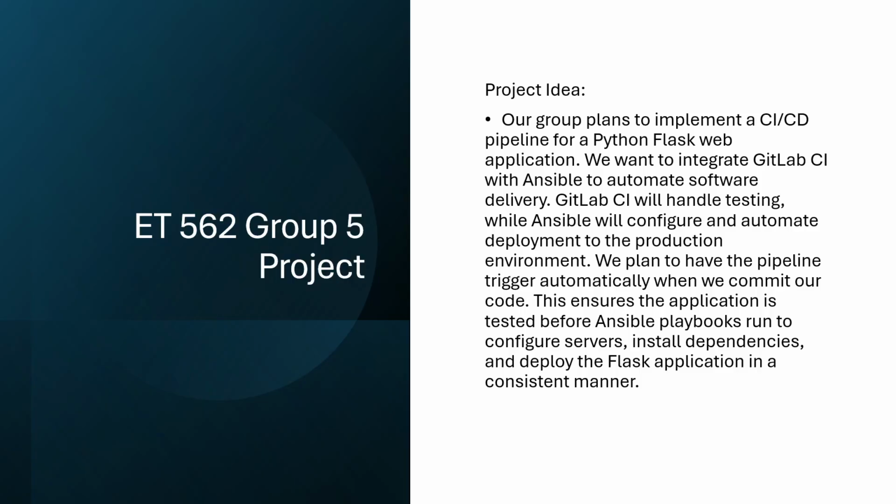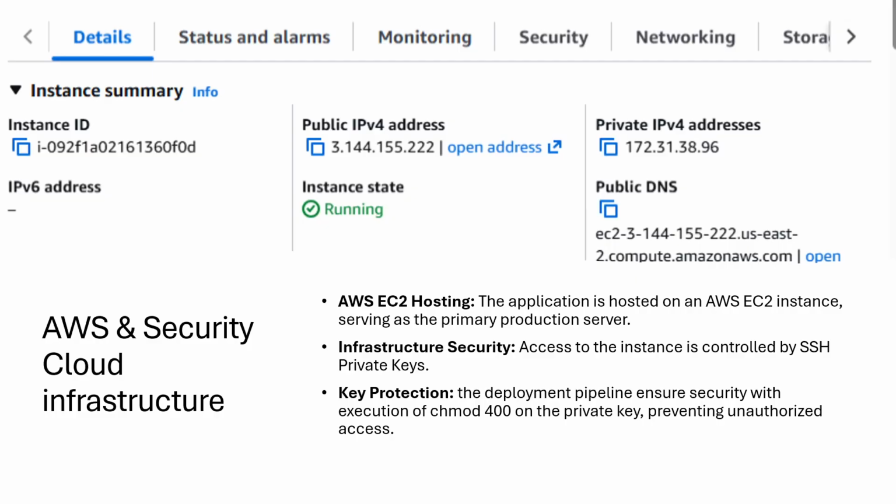Our project idea is planning to implement a CI/CD pipeline for a Python web Flask application. We want to integrate GitLab CI with Ansible to automate software delivery. GitLab CI will handle testing, while Ansible will configure and automate deployment to the production environment. We plan to have the pipeline trigger automatically when we commit our code. This ensures the application is tested before Ansible playbooks run to configure servers, install dependencies, and deploy the Flask application in a consistent manner.